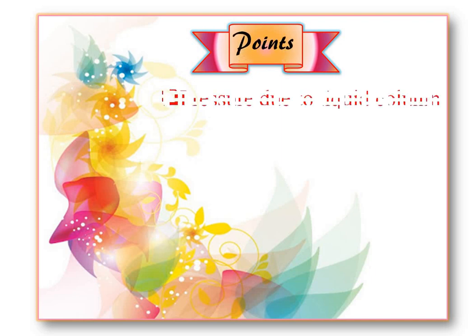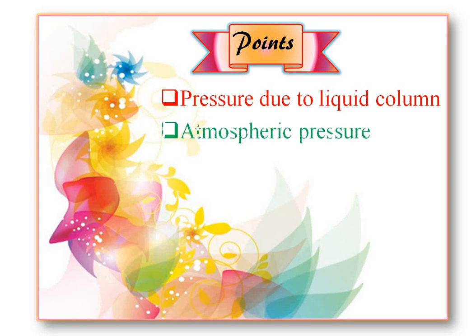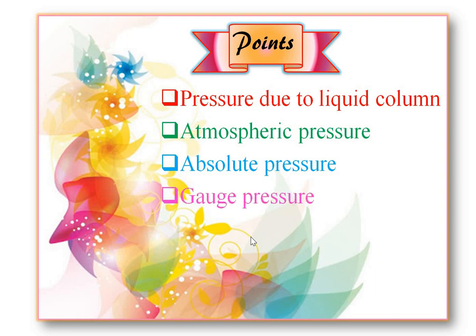The first point of today's lecture is pressure due to liquid column. Second point we discuss in today's lecture is the atmospheric pressure. Third point, absolute pressure. And fourth point is the gauge pressure. Remember the pronunciation, it is the gauge pressure. So these are the 4 points: pressure due to liquid column, atmospheric pressure, absolute pressure and the gauge pressure. So let's see the first point.